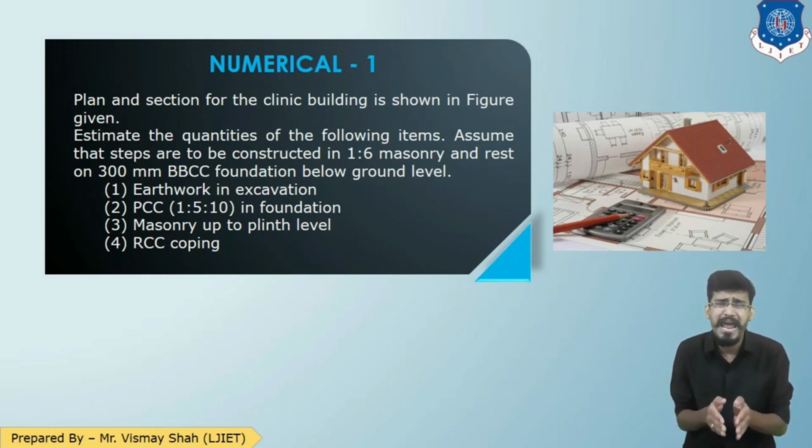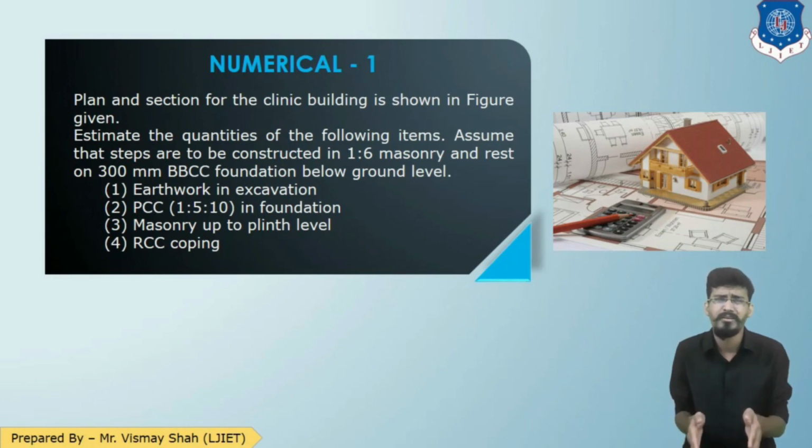Assume that the steps are to be constructed in 1:6 masonry and rest on 300 mm BBCC foundation below ground level. Yes, this sentence is trying to say that we need to assume that the steps which we have seen in the plan are constructed by masonry and their foundation is made up of BBCC below the ground level. So I hope we are clear about the drawing and the question.